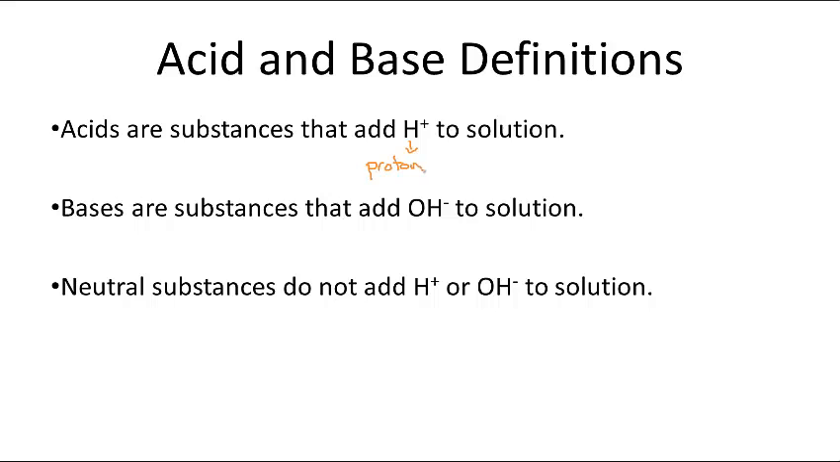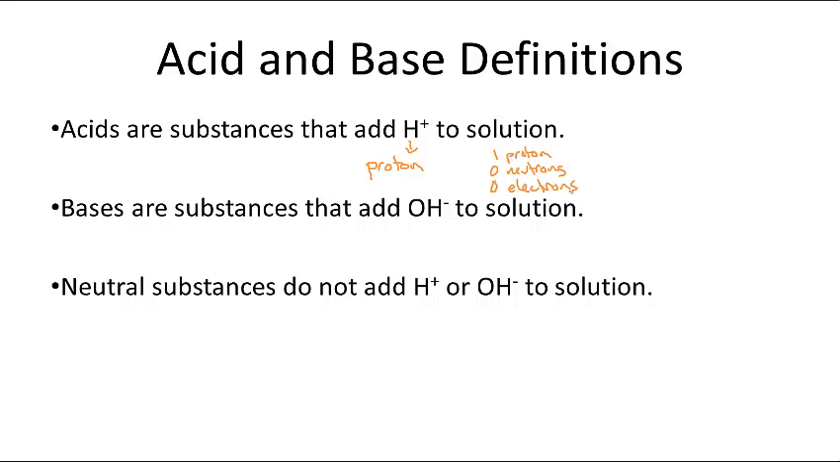Why is H plus considered a proton? Well, let's go back to like September. What do we know about atoms? Well, hydrogen has 1 proton. Most have 0 neutrons. And if it's positive, that means it loses an electron. Hydrogen normally has 1 electron, so if it loses its electron, now it has 0 electrons.